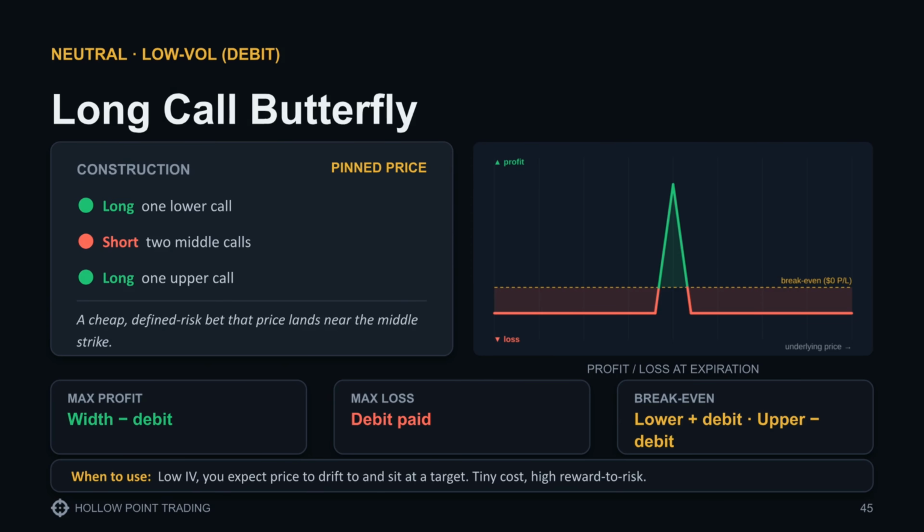Finally, the long call butterfly. This is a low-cost, defined risk trade, where you buy one lower call, sell two middle calls, and buy one upper call. It's perfect when you have a precise price target for expiration.